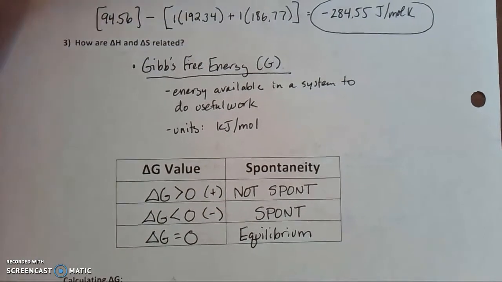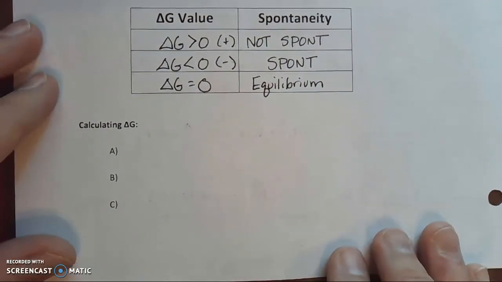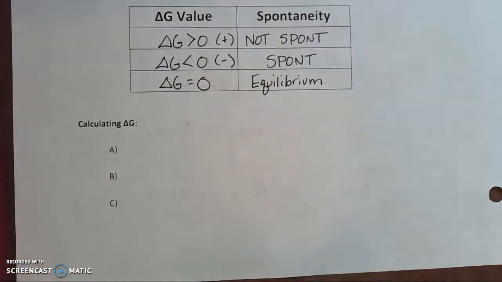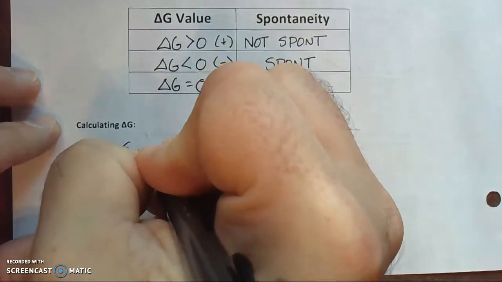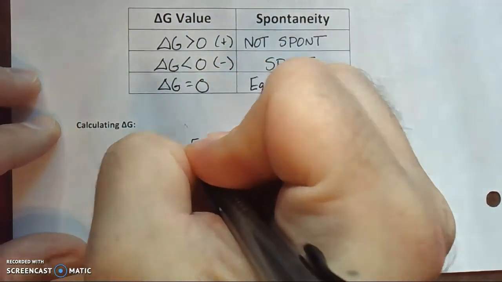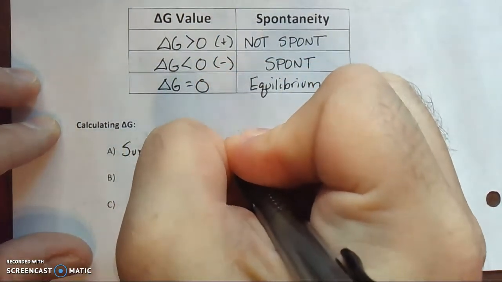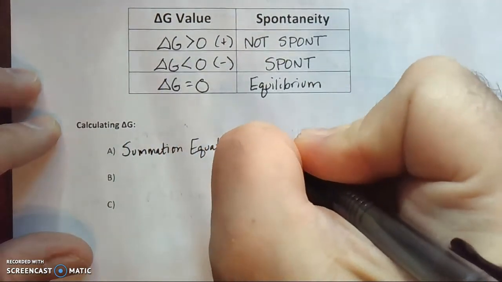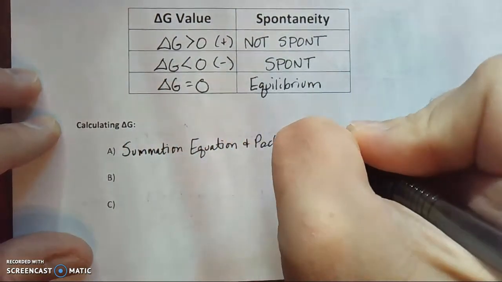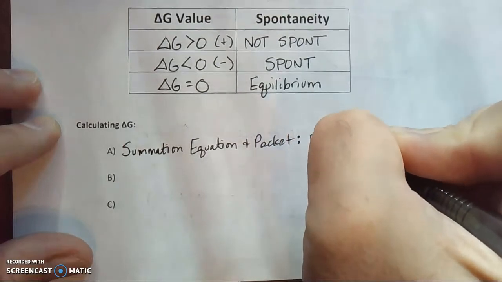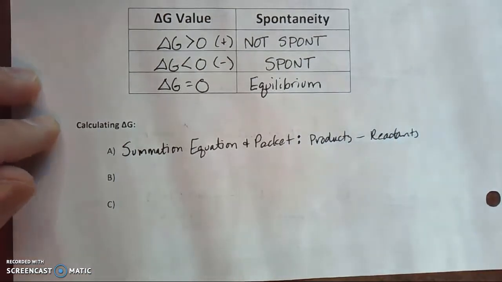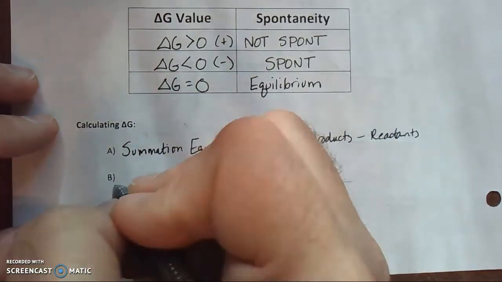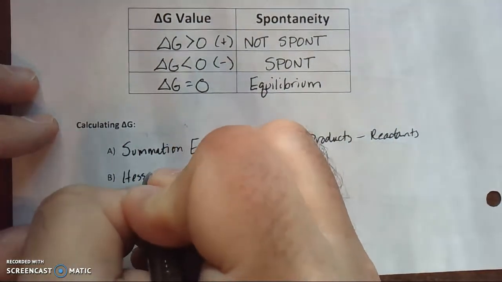So we have different ways that we can calculate delta G. The first two are the same as for delta H and delta S. We can use the summation equation in the packet. So we have products minus reactants, just like we did for enthalpy and entropy. We can use Hess's law again.